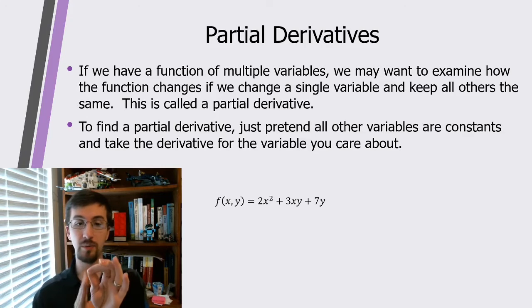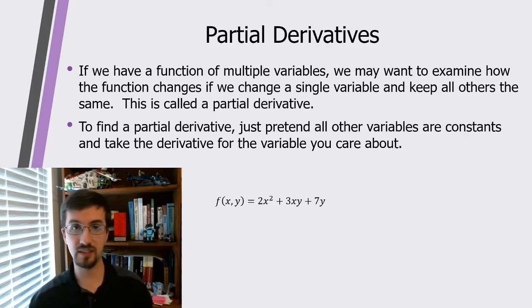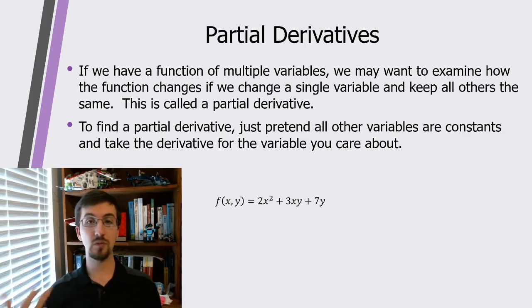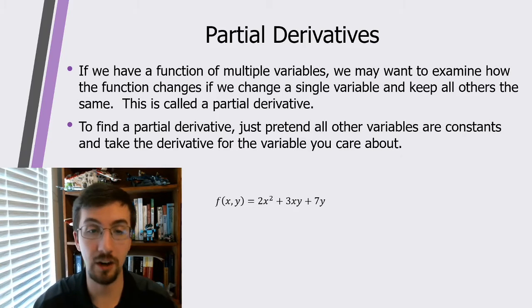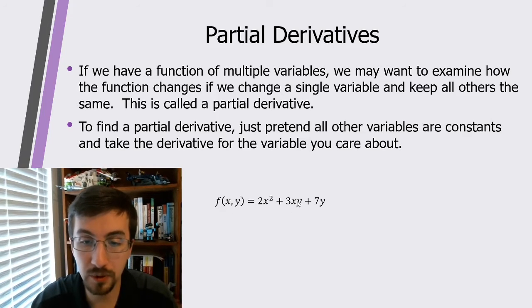We're at a point, we want to see how the function changes if we change one variable, but everything else stays the same. So to find a partial derivative, basically you just pretend all the other variables are constants, and you take the derivative for the variable you care about. So imagine we have this function here. It's a function of x and y, 2x squared plus 3xy plus 7y.